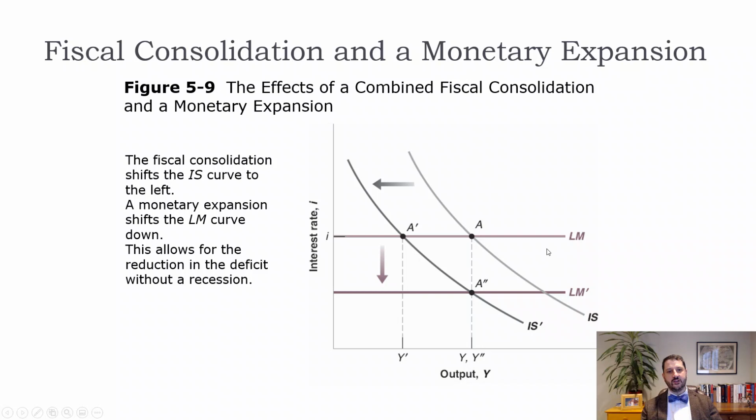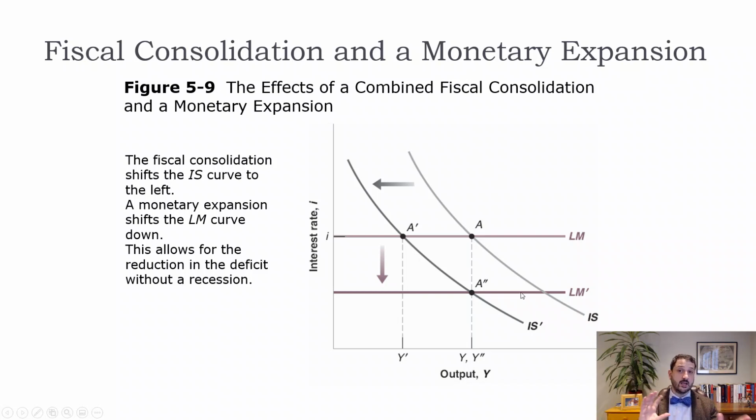So here we can think of a fiscal consolidation and a monetary expansion that actually counteract each other. And this might be a fairly good model of what was happening in the 1990s because we were reducing government spending somewhat, especially in the military, while the Federal Reserve was keeping interest rates pretty low. So the fiscal consolidation is a shift to the left in the IS curve, but the monetary expansion is a drop in the LM curve.